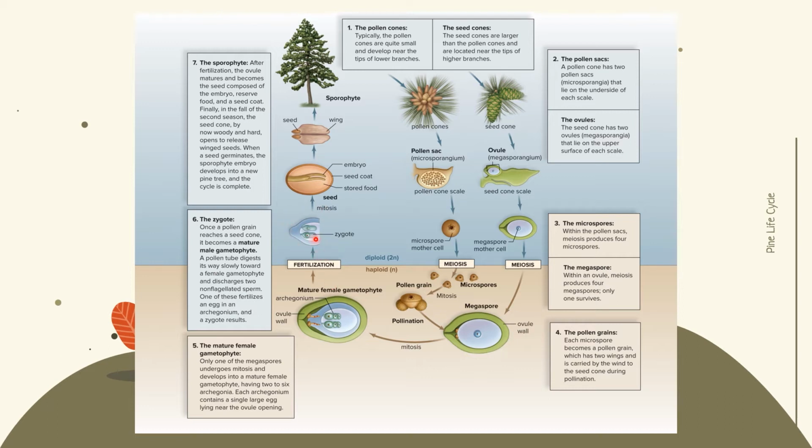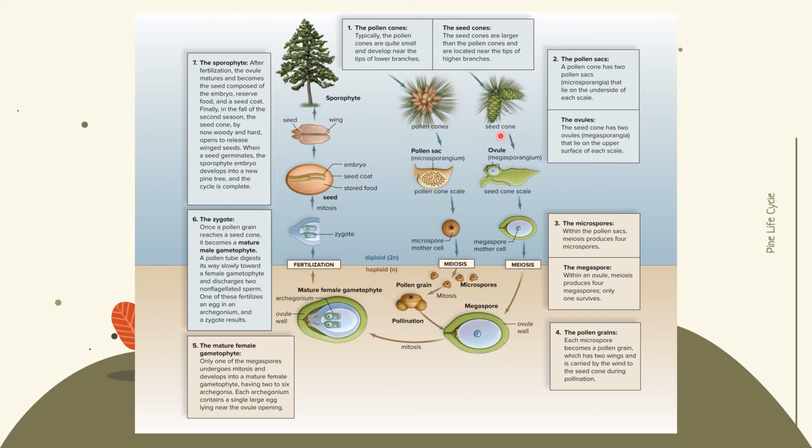Then the zygote will develop by mitosis and become an embryo. The embryo will be coated with a seed coat and contain stored food. At this stage, we call it the seed. If we recall, this is called the seed cone, so the seeds will be found in the seed cone.